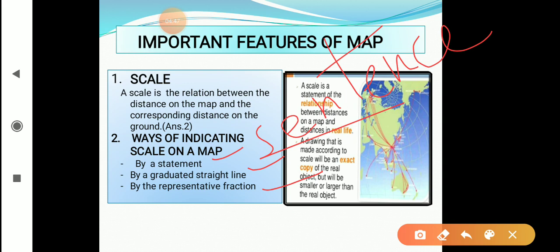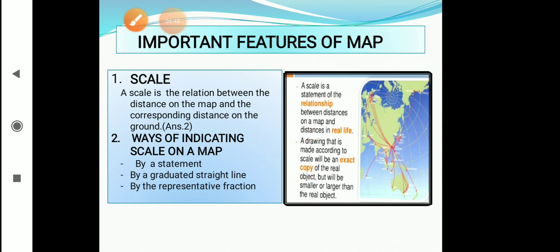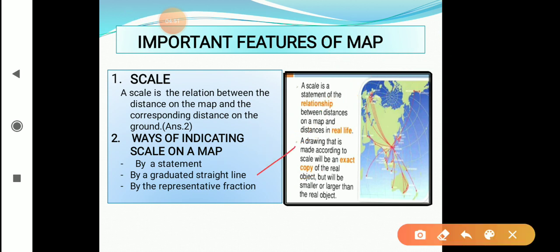Second, by a graduated straight line, known as a linear scale, bar scale or graphical scale. That means a graphical representation. One line represents the scale on the map and the other on the ground.